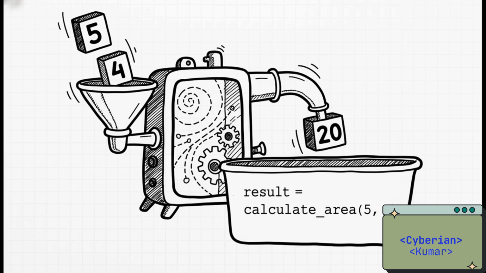So, after your tool does its work, it often needs to hand you back a finished product. That's exactly what the return statement is for. Our calculate area function doesn't just print the area to the screen, it does the math and then returns that final value. We can then catch that value and store it in a variable, like we did here with result.